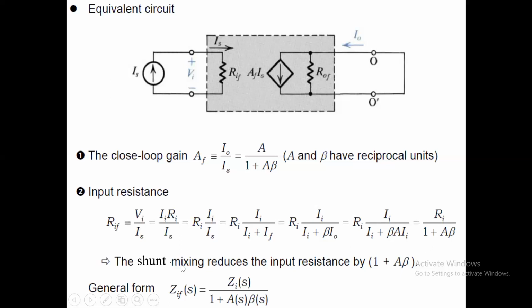So we have shunt mixing at the input side, which reduces the input resistance by 1 plus A beta. The general form for impedance, if we consider impedance instead of resistance, is ZIF equal to ZI divided by 1 plus A into beta.